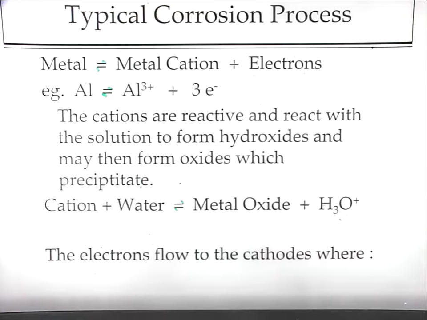That Al3+, or the Fe2+, or the chromium 3+, whatever the corrosion product, then reacts with the water, with the solution, to form eventually oxides. There's the cation, reacts with water, produces an oxide, plus some acid. And you remember we said that you get local acidity round the anode.